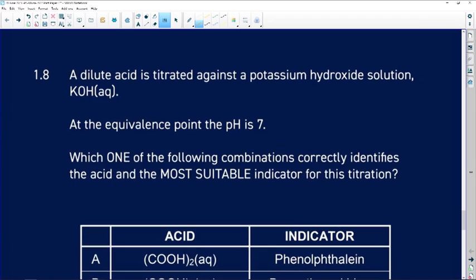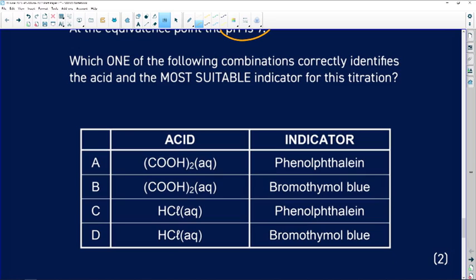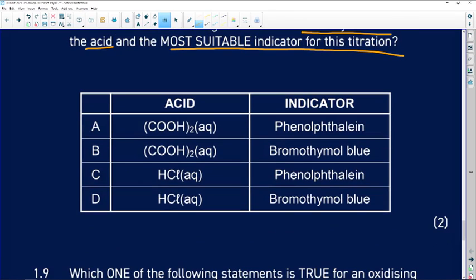1.8, a dilute acid is titrated against potassium hydroxide solution, which is KOH. At the equivalence point, the pH is 7. Which one of the following combinations correctly identifies the acid and the most suitable indicator? We have options here. So we are looking for an option that has a strong acid and an indicator which is bromothymol blue.